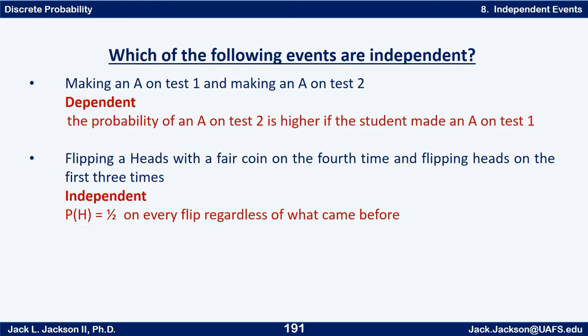Well, making an A on test 1 and making an A on test 2 are not independent. The probability that you make an A on test 2 is higher if the student made an A on test 1. So those are not independent events. They are dependent. However, flipping a heads with a fair coin are independent events. The probability of a heads is 1/2 every flip, regardless of what came before. So it doesn't matter if you did a heads the first 3 times or not. The probability of a heads on that 4th time is still 1/2. So that's independent events.